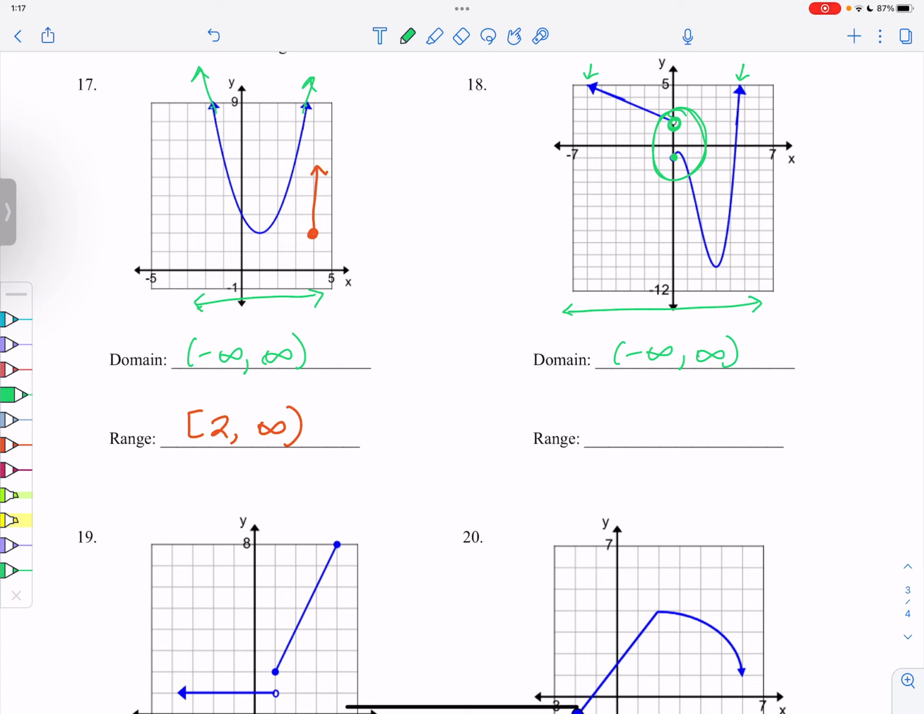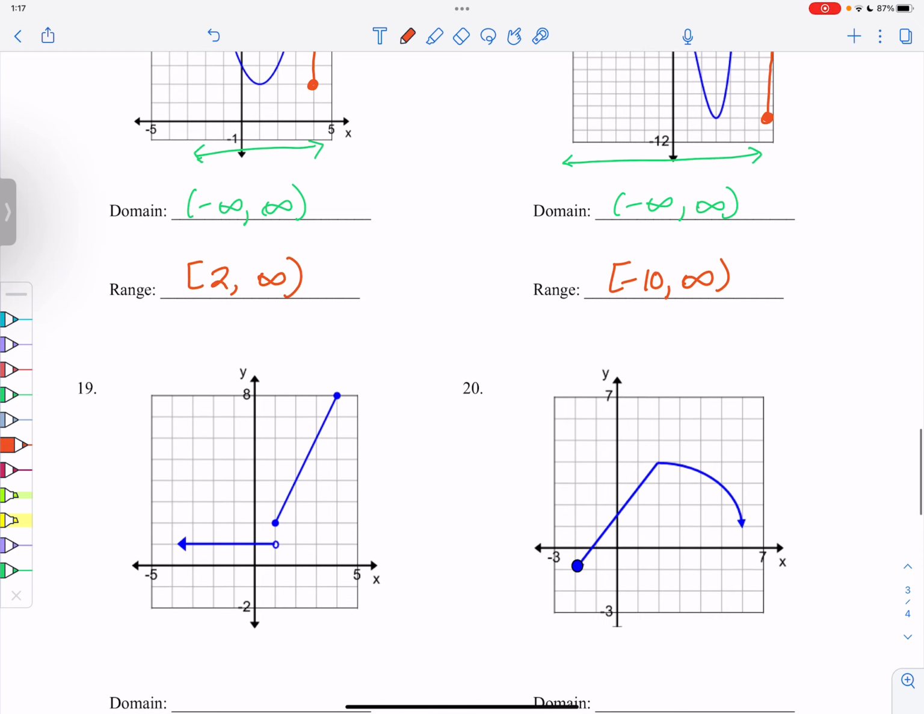Range, what do we have? We can find the lowest point on the graph here and then go all the way to infinity, as you can see. So we will start at -10 and include -10, go all the way to infinity.